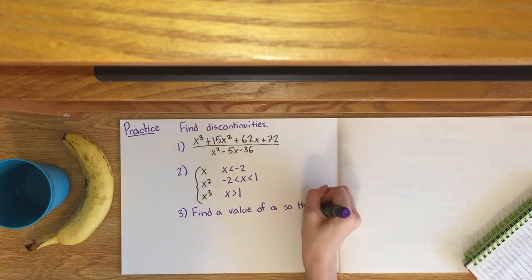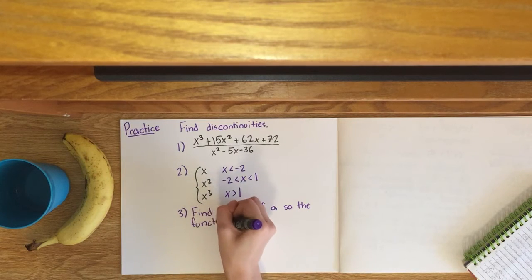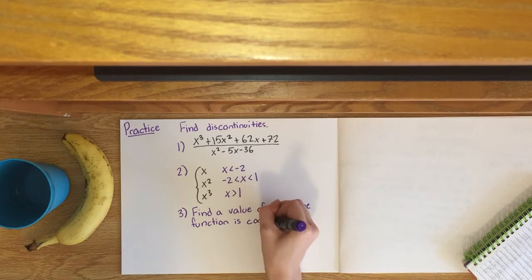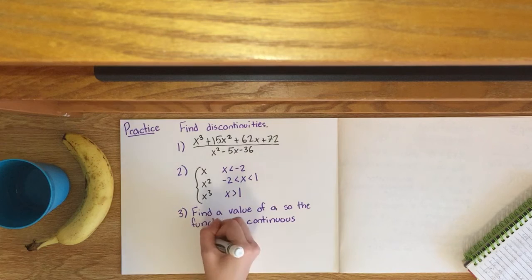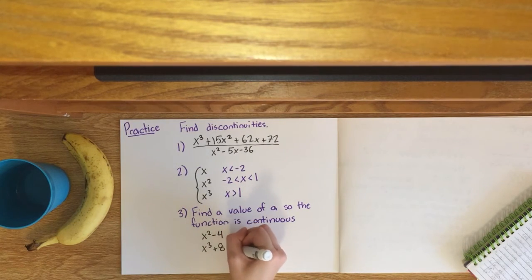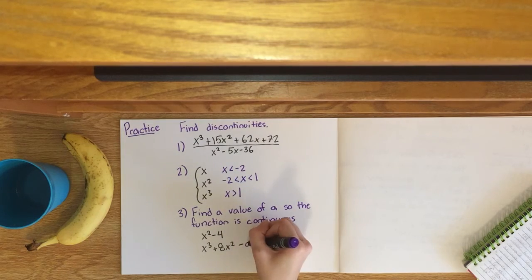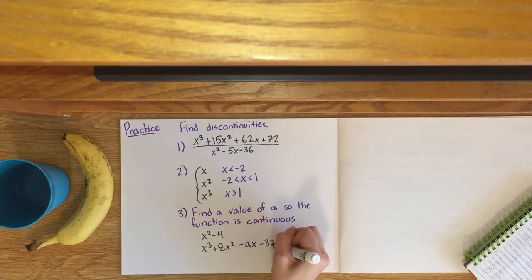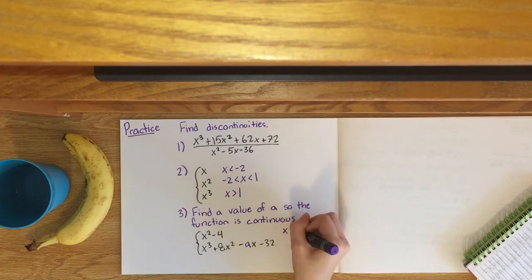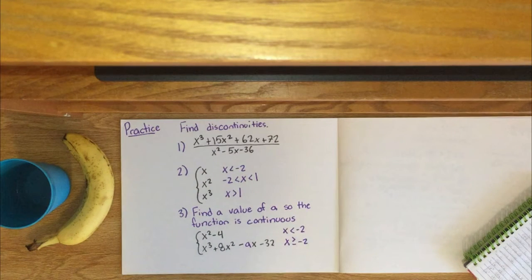Finally, find a value of a so that the function is continuous for the piecewise function x squared minus 4 for x less than negative 2, and x cubed plus 8x squared minus ax minus 32 for x greater than or equal to negative 2. This is the challenge question. It's totally okay if you don't get it right the first try.